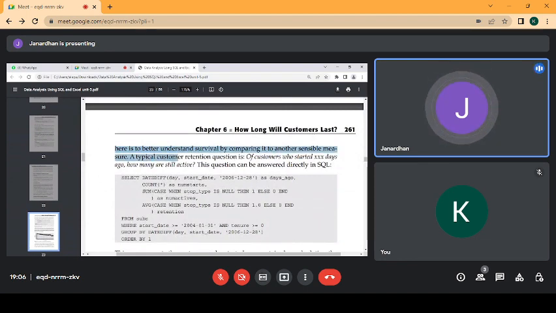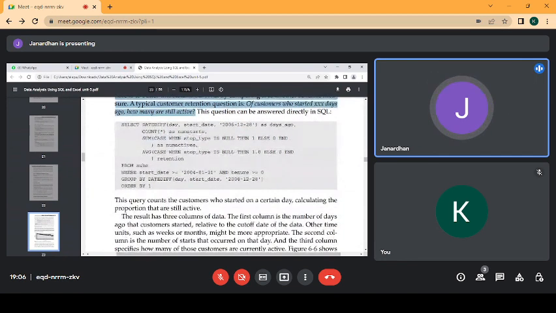A typical customer retention question is: of customers who started X days ago, how many are still active? For that, we need to write the query. Select date difference, day, start date, comma 2006-12-28 as days_ago, count star as num_start, sum case when stop_type is null then 1 else 0 end as num_actives.